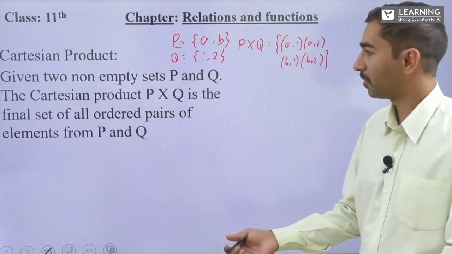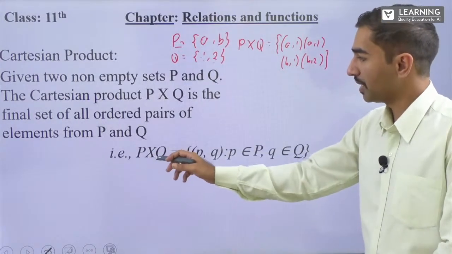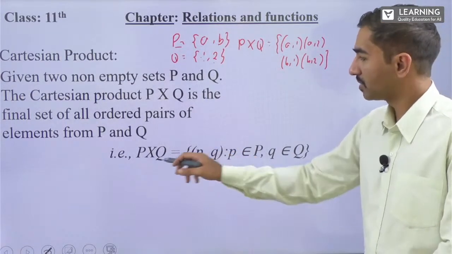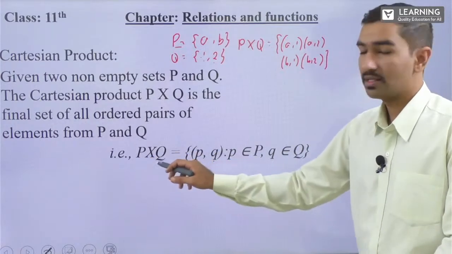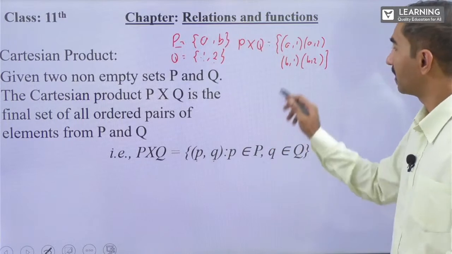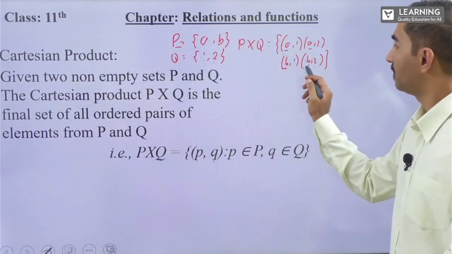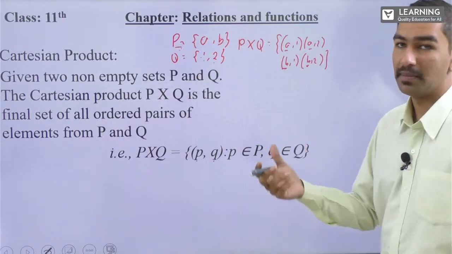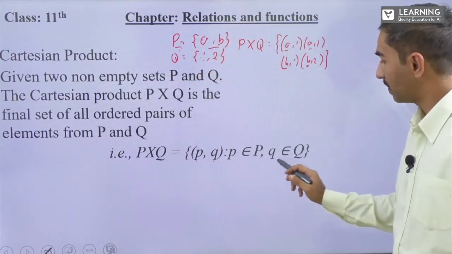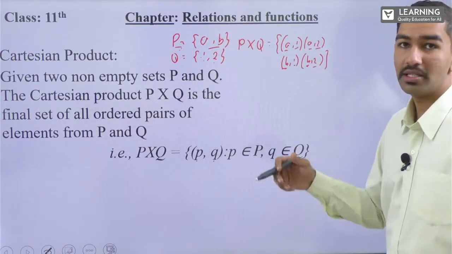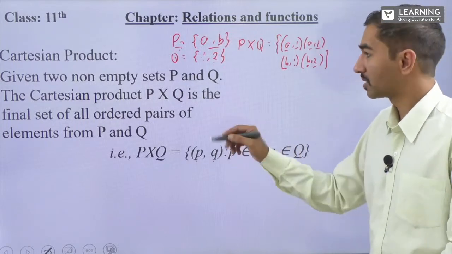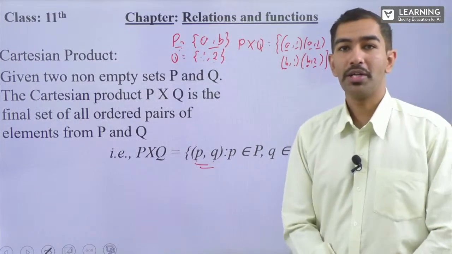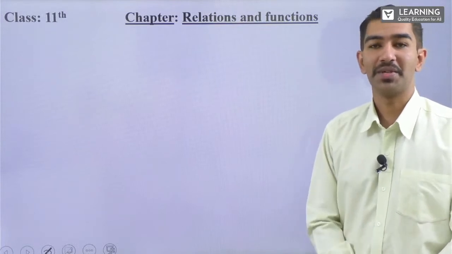In the set builder form, how is the Cartesian product defined? P cross Q is equal to {(p,q)}, where p are the elements of set P and q are the elements of set Q, such that p belongs to P and q belongs to Q. So a and b are the P elements, belonging to set P, and 1 and 2 are the Q elements, denoted by small q, belonging to set Q. This is called a Cartesian product.